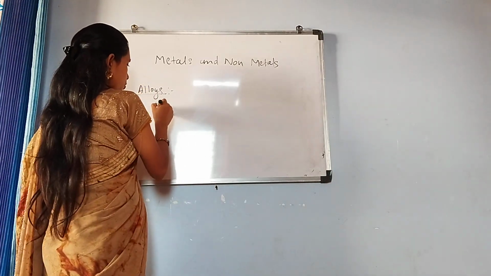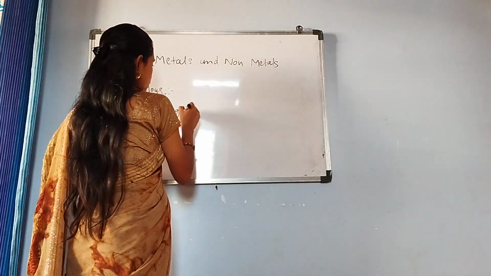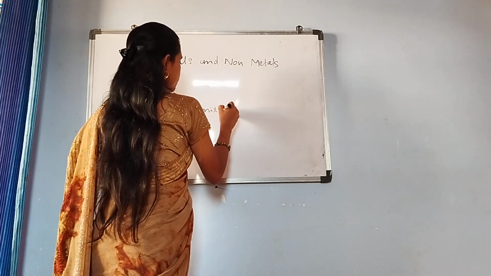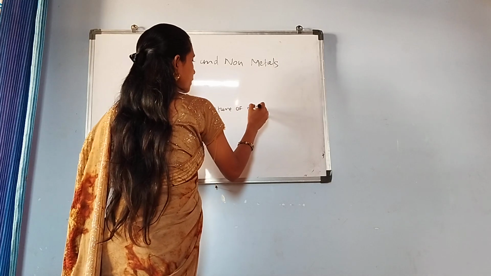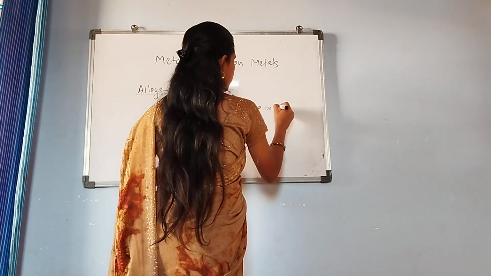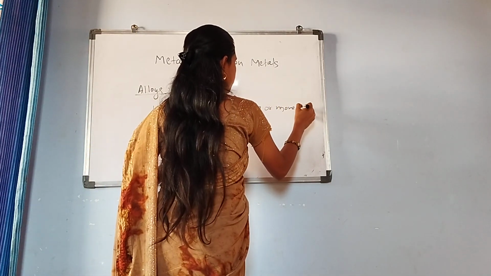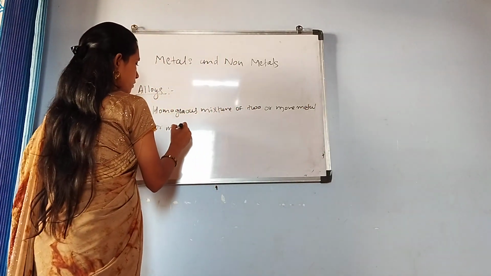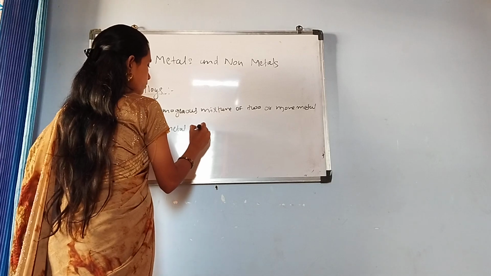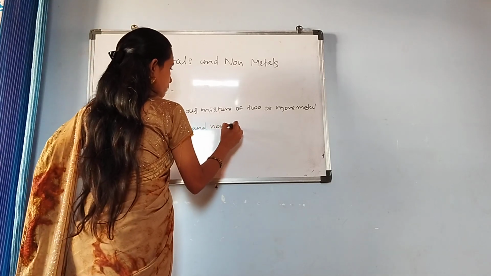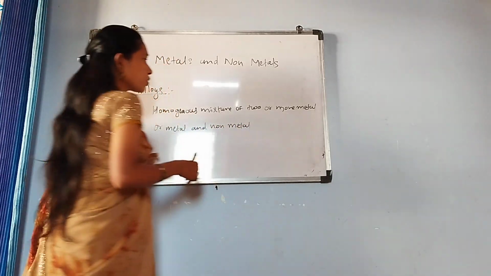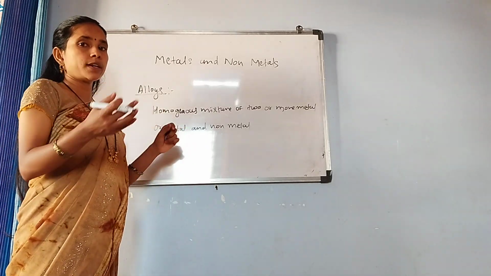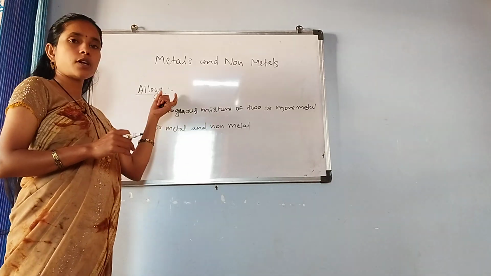A homogeneous mixture of two or more metals or metals and non-metals. So alloys are not only metals; we can take metals with other metals and also with non-metals. So in this form also alloys will be there.